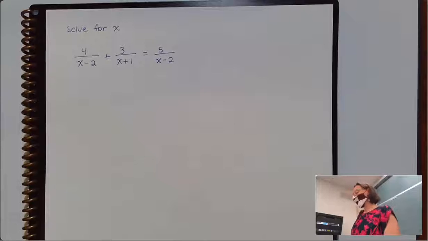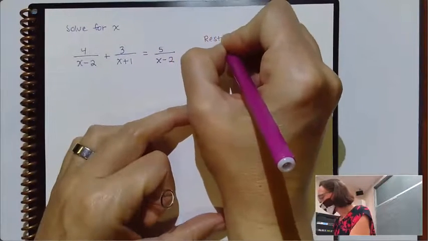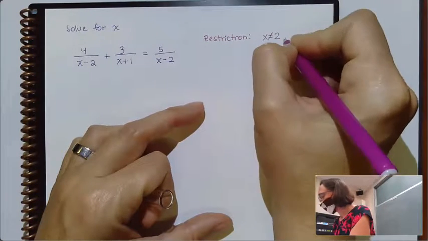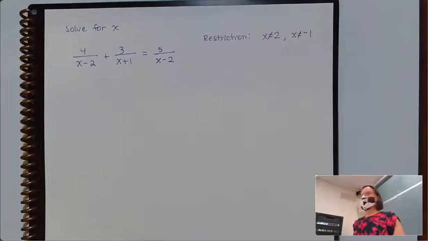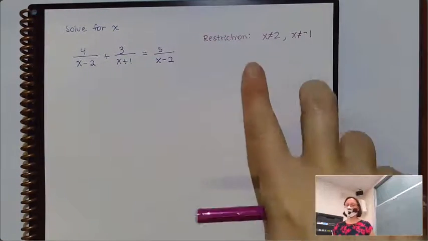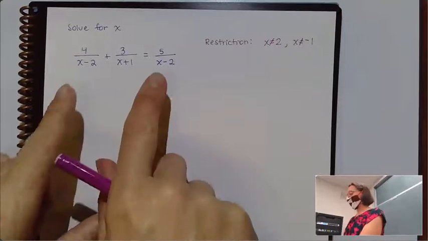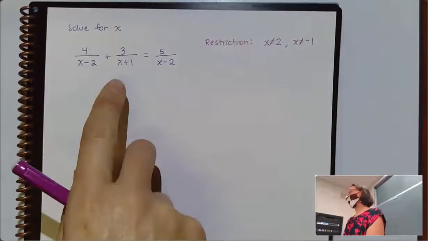Before I do, because I have variables in those denominators, this is a case where I need to pause and state the restriction on the domain. So our restriction here is going to be that x cannot equal 2 and that x cannot be equal to -1. So if I finish this problem and get either of those as answers, it wasn't really an answer. Because in the original problem, if I plug in 2, I'm dividing by 0. And if I plug in -1, I'm dividing by 0.